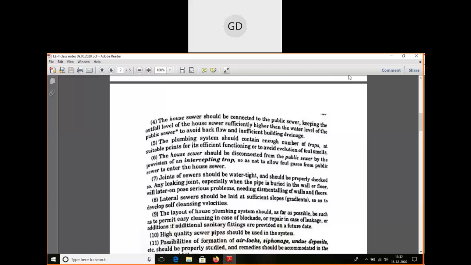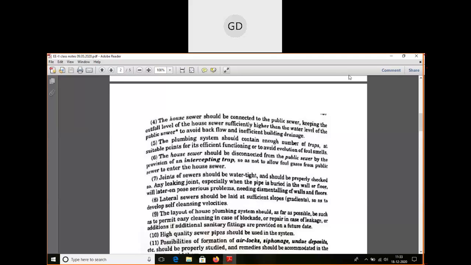So the public sewer should be at a higher level than the house sewer. Sorry, what I'm telling is that the outfall level of the house sewer should be kept at a higher level than the water level of the public sewer. Why? Because if it isn't kept so, or if it isn't designed so, then backflow will happen, and inefficient building drainage will develop.